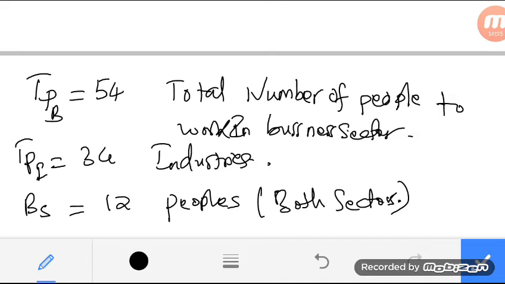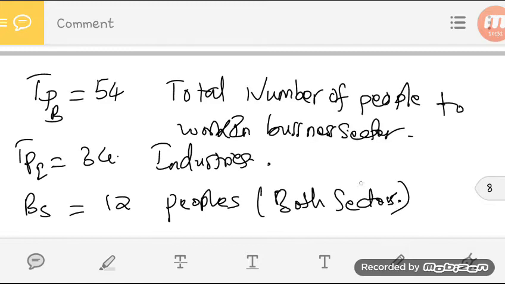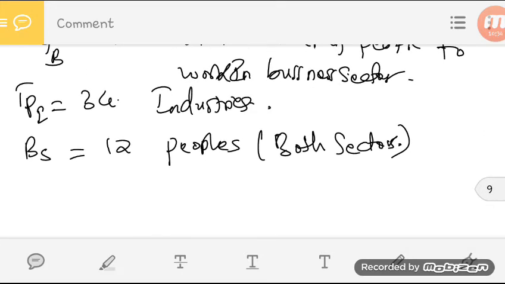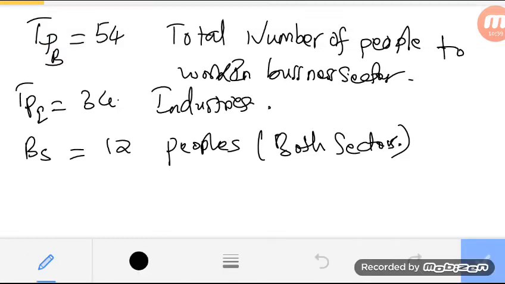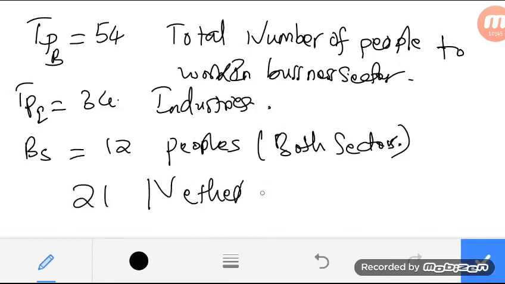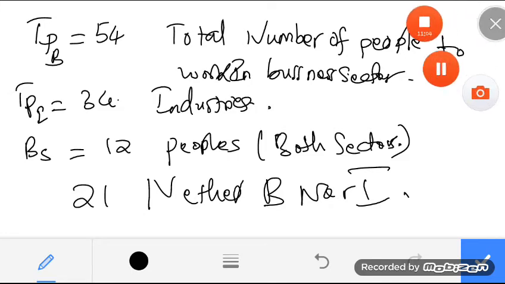So the question now comes, and 21, before the question, we have another group of people. We have 21 people who will neither work in the business sector nor in the industry sector. So these are 21 people, neither business nor industry sector. How many people will be employed by the ministry? So the question is, how many people will be employed by the ministry?